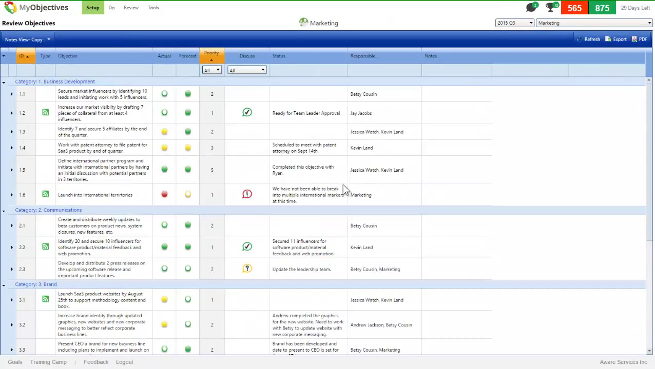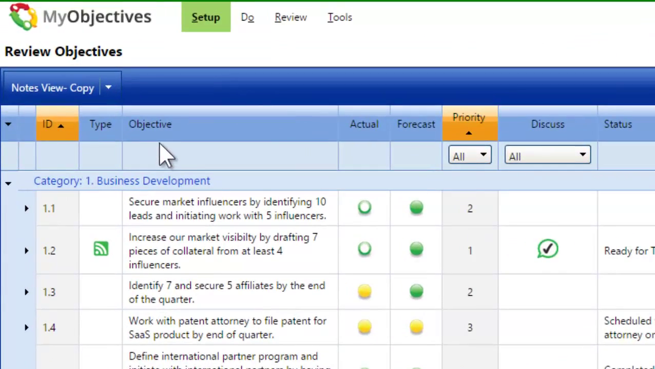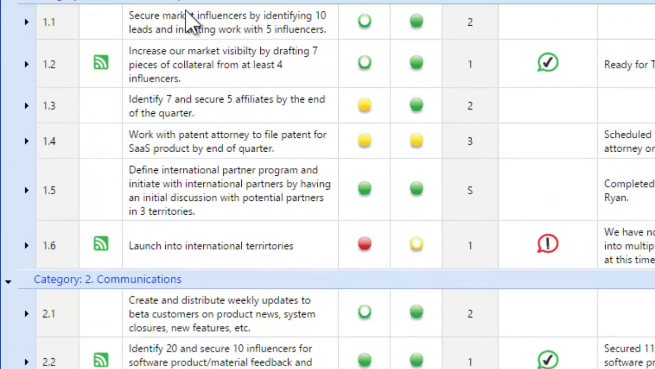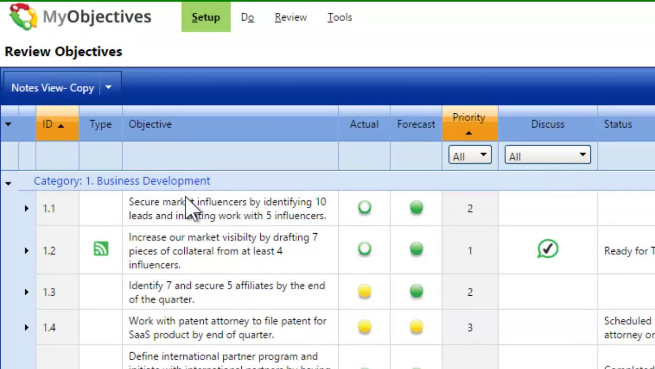So if we go over to the performance area, what we have is a series of objectives. In this case, we've categorized the objectives by different groups such as business development, communications, brand. And you can group these by any categories that you would set up, or, for example, perspectives from the balanced scorecard. We define an objective. In this case, we've included specific performance goals. Next, we have the opportunity of defining both our actual performance and forecast.